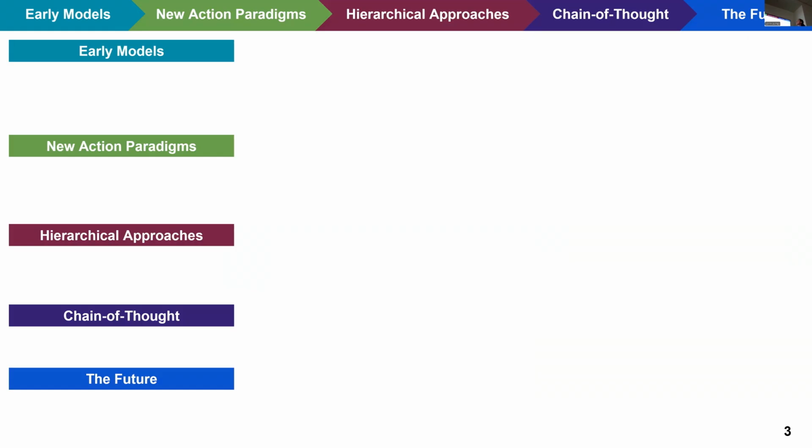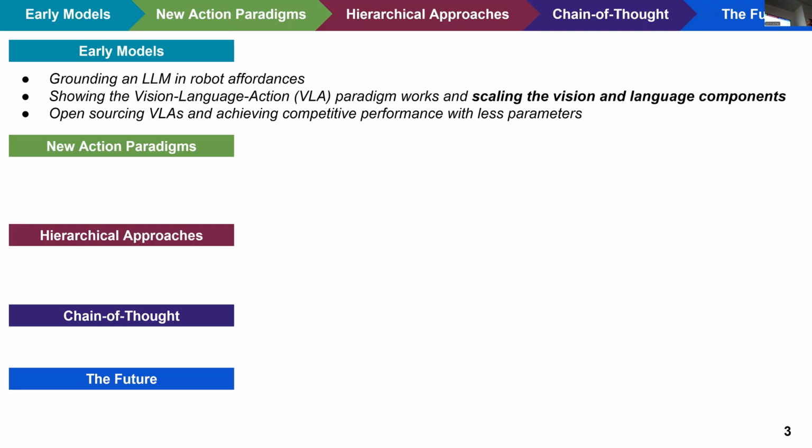We'll start with some early models. This is where we ground a language model in the robot's capabilities. Then we'll show that the vision language action paradigm works, and we'll scale the vision and language components and see what we can get from doing that. And then we'll look at some open source vision language action models and see how competitive they are with less parameters than some larger scale proprietary models.